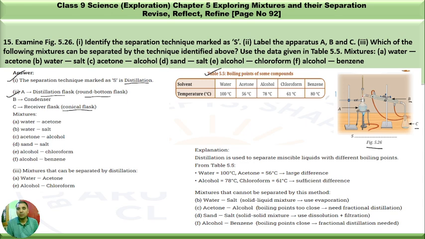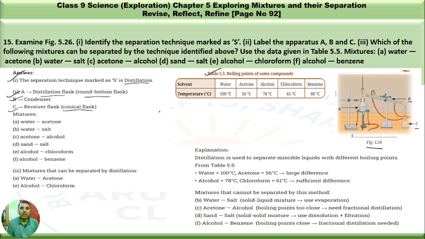One is the water inlet, through which the cool water passes, and one is the outlet. So this B is the condenser. B is the condenser where the vapors, when they come, get condensed into liquid. C is the receiver flask, which here is a conical flask.